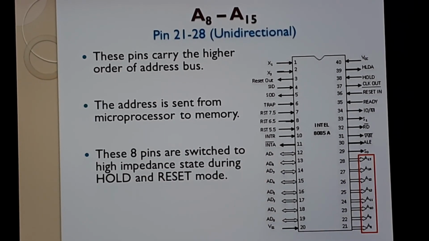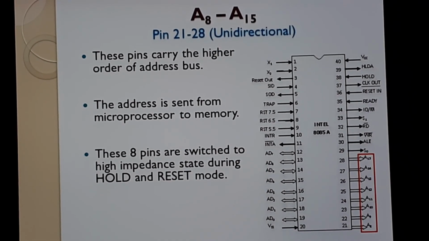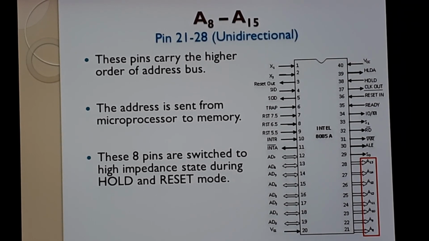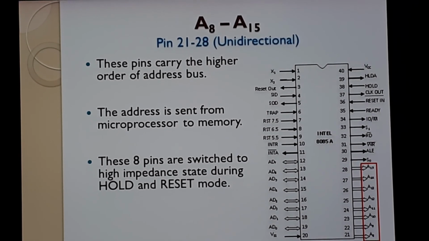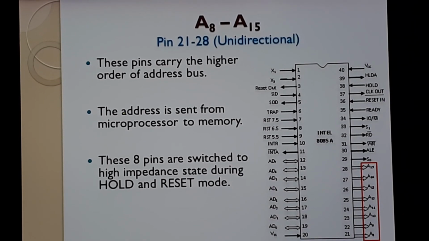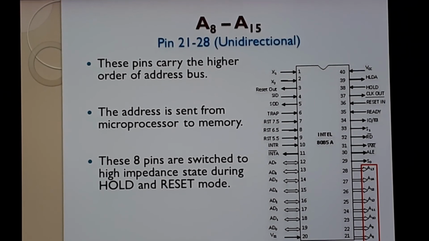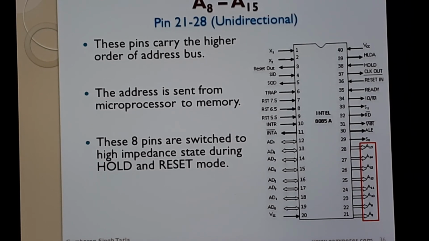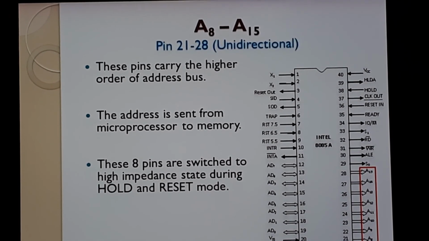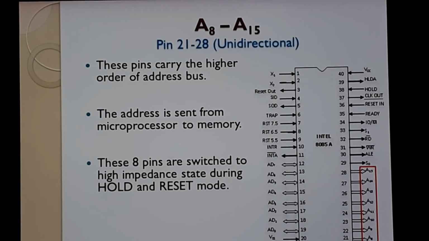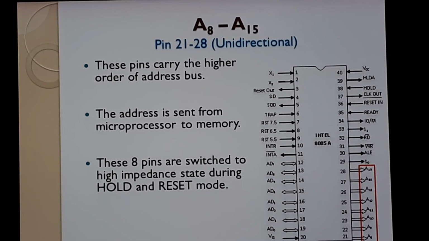Okay, now the next, same as I told you all, A8 to A15 is unidirectional. Previously we have seen AD0 to AD7 which was bidirectional. This works only as unidirectional because it takes only the address bus and not the data bus. So these pins carry the higher order of the address bus, and these addresses are sent from the microprocessor to the memory.